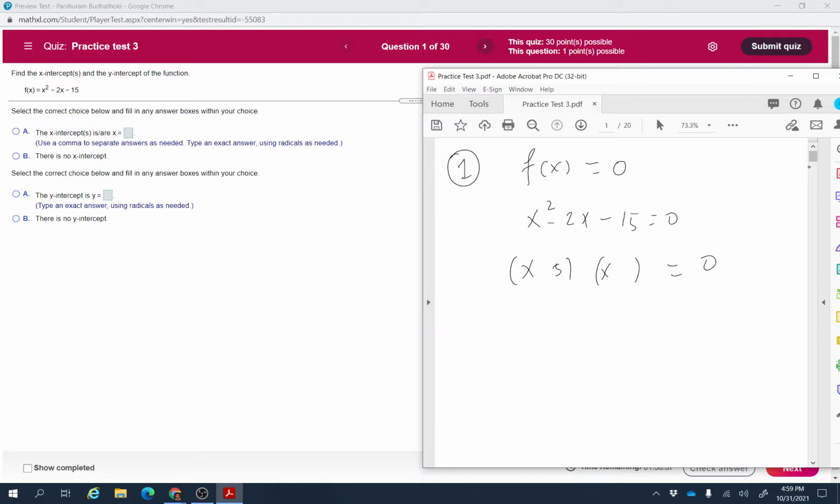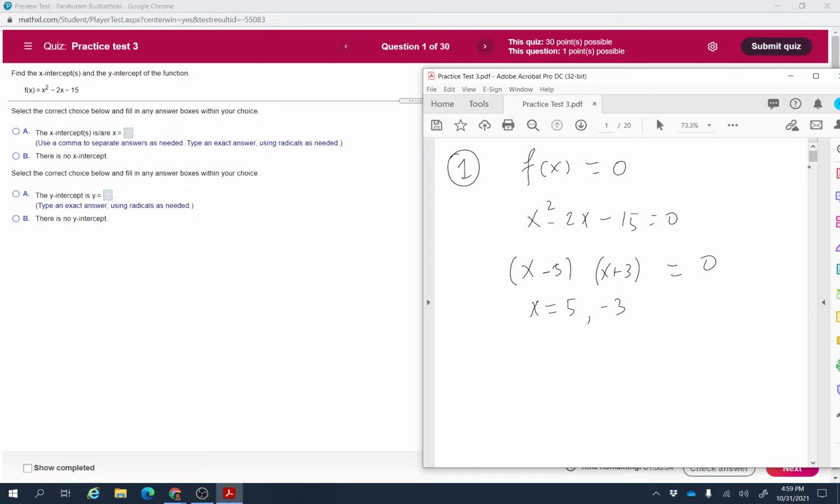So 5 times 3 is 15, but here it is negative 2. That's why negative 5 times positive 3 gives you negative 15, and negative 5 plus 3 gives you negative 2. That's why these are the two factors. By solving these factors, x equals 5 and x equals negative 3, these are the two x-intercepts.